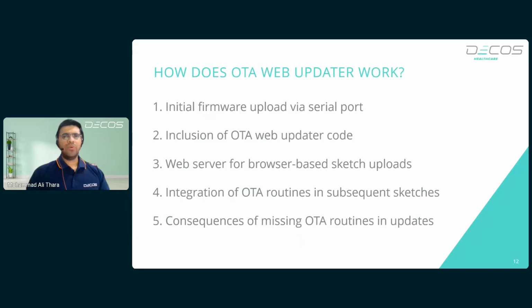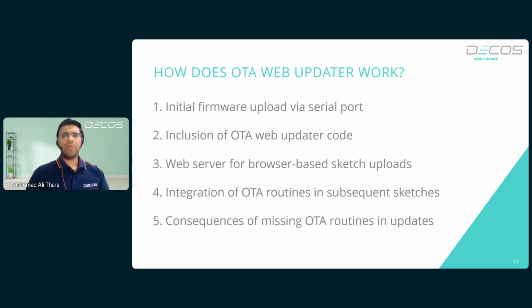Before that, I'll tell you the steps we are going to follow. This is a must we need to do. The first firmware we are going to upload is through the serial port. We call it the default factory firmware. This firmware should actually contain the code to create the OTA web updater so that we are able to upload new code later using your web browser.